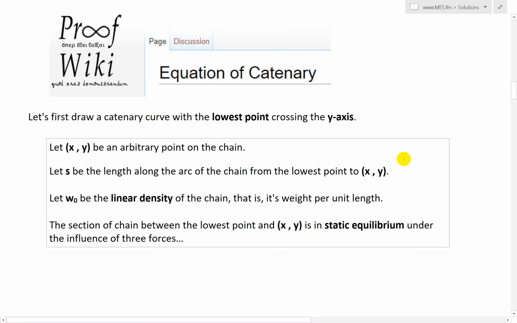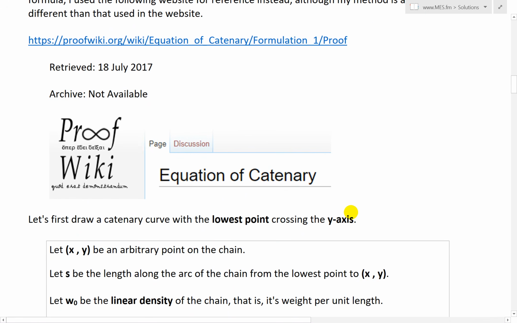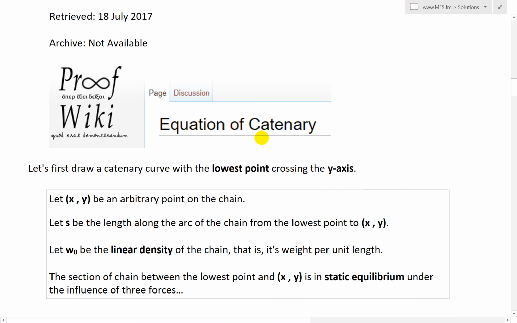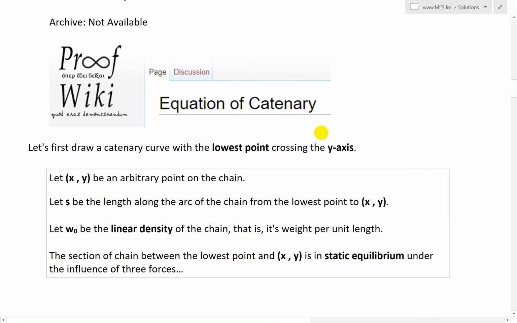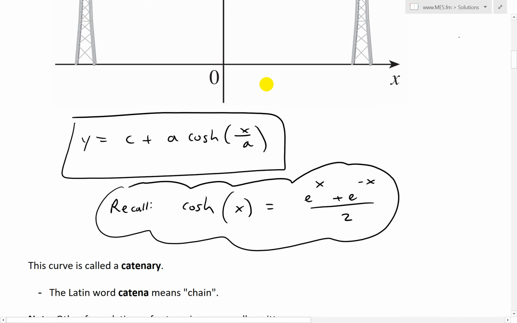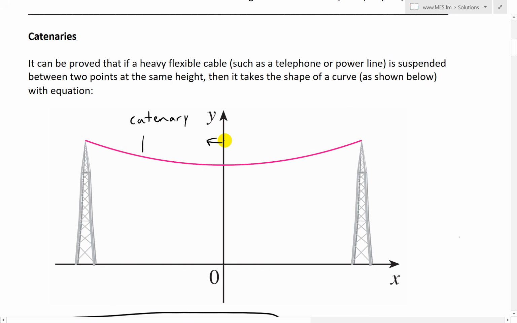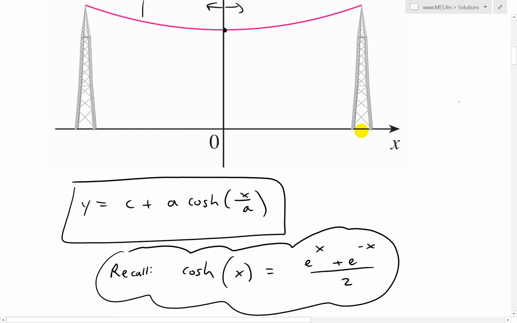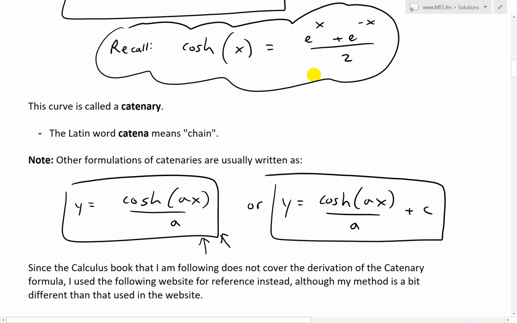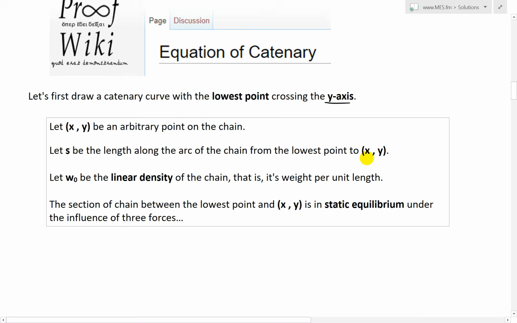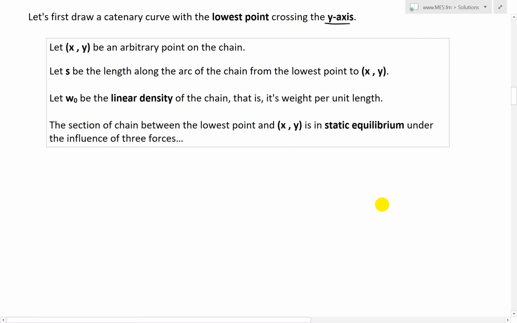In any of these boxed text forms, I'll be quoting from this website. Otherwise, it's going to be from my own writing, like this one. So let's first draw a catenary curve with the lowest point crossing the y-axis, so that we have a symmetric catenary like this. This is the lowest point, exactly like this, assuming those are exactly equal distances, and there is that lowest point there. So that's what we're going to do, cross the y-axis, so that we'll have a symmetric curve.